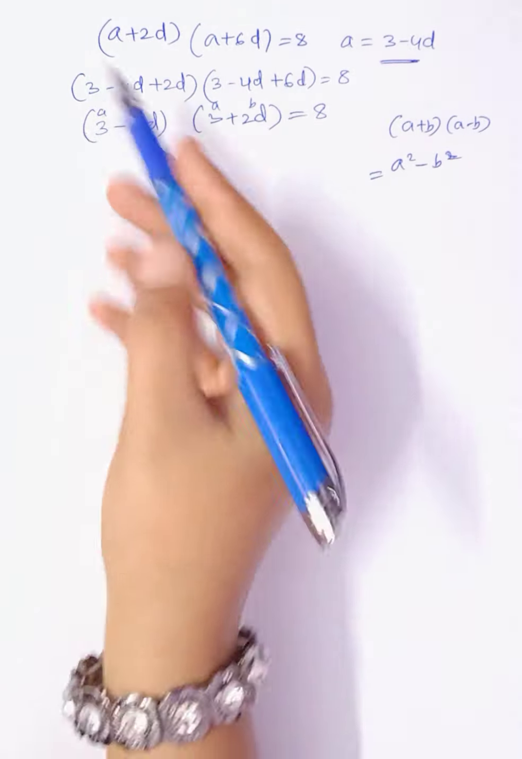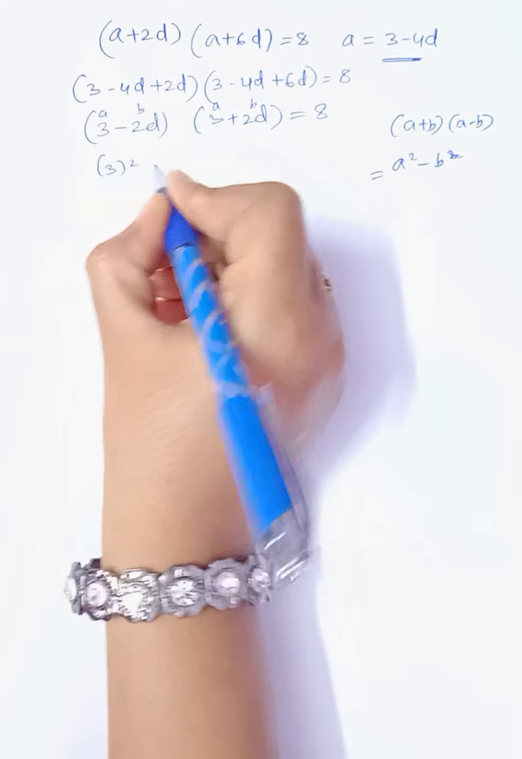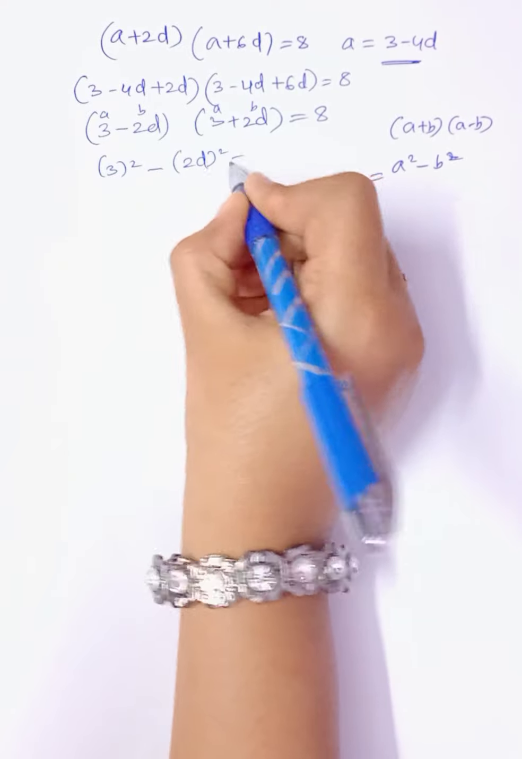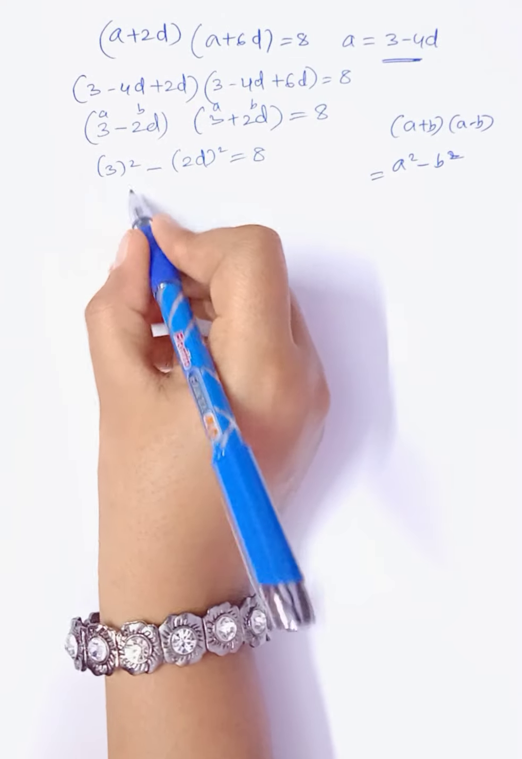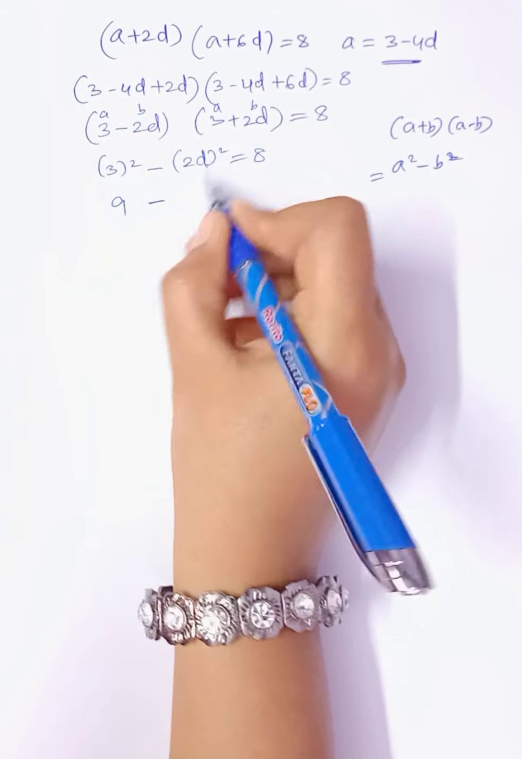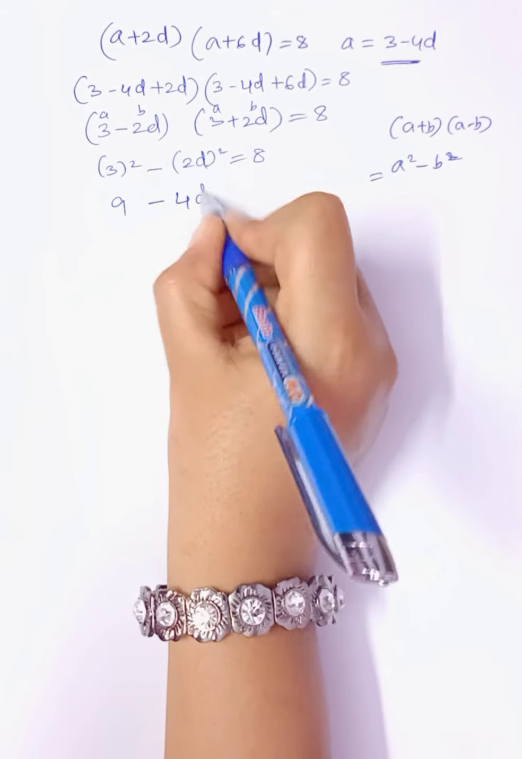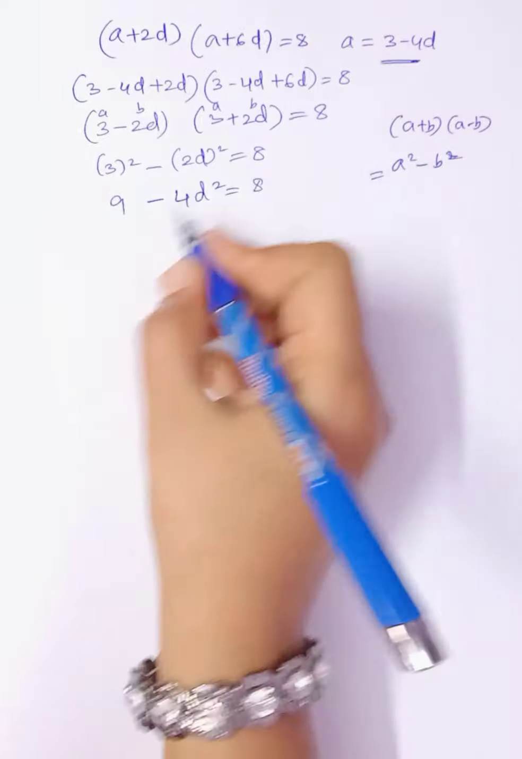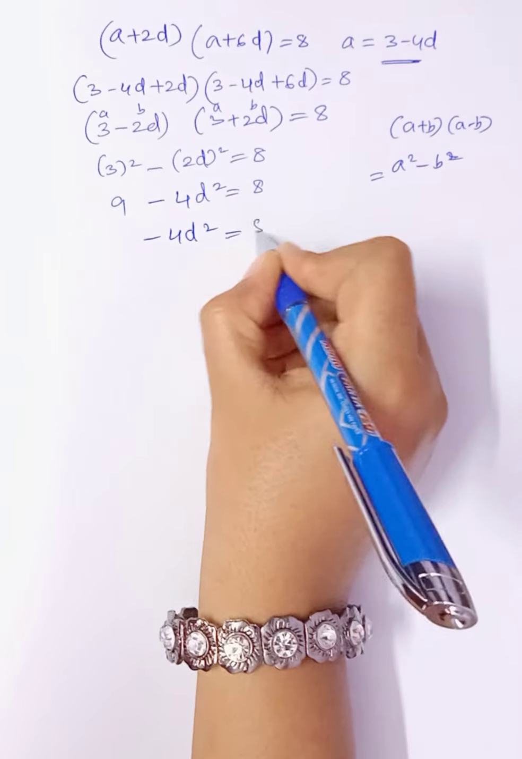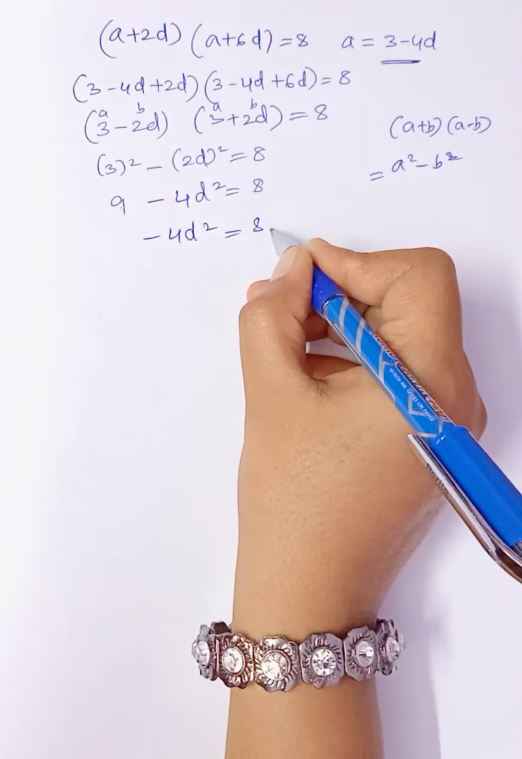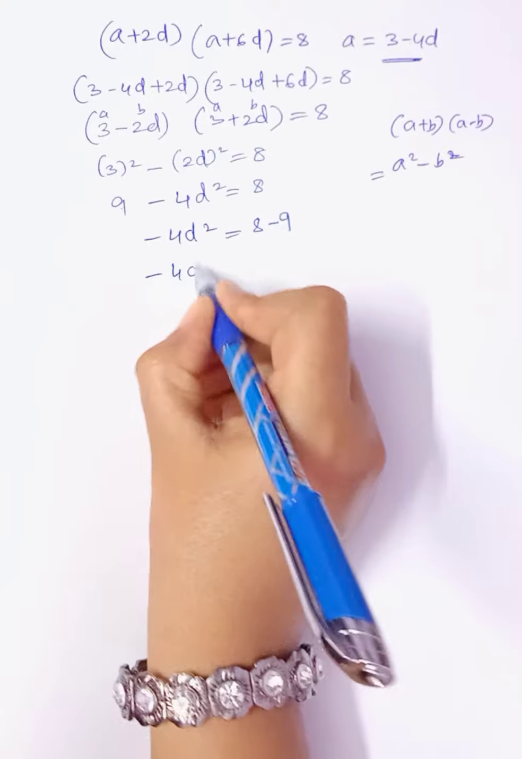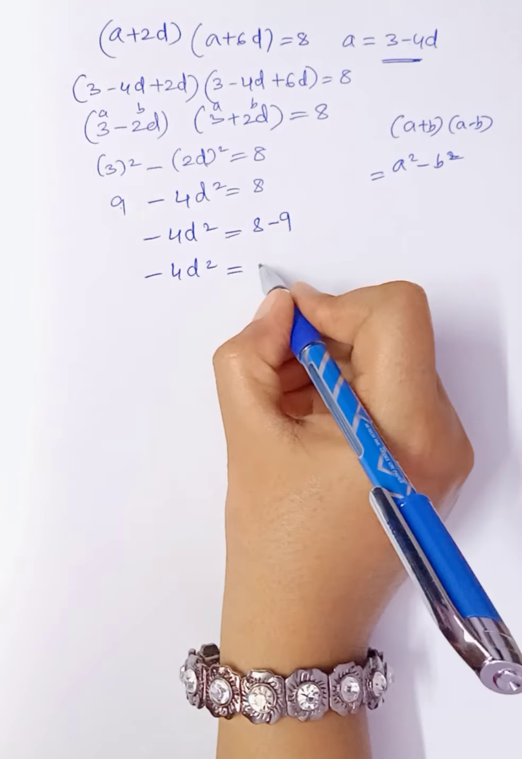A square means it will be 3 square, minus B square, here it is 2d square, which equals 8. Now 3 square is 9, minus 2d square is how much? 2 square is 4d square, which equals 8. Now minus 4d square I am going to keep as it is, which equals 8. This 9 I am going to shift here. It is positive, it will become negative. So minus 4d square equals 8 minus 9, which is minus 1.